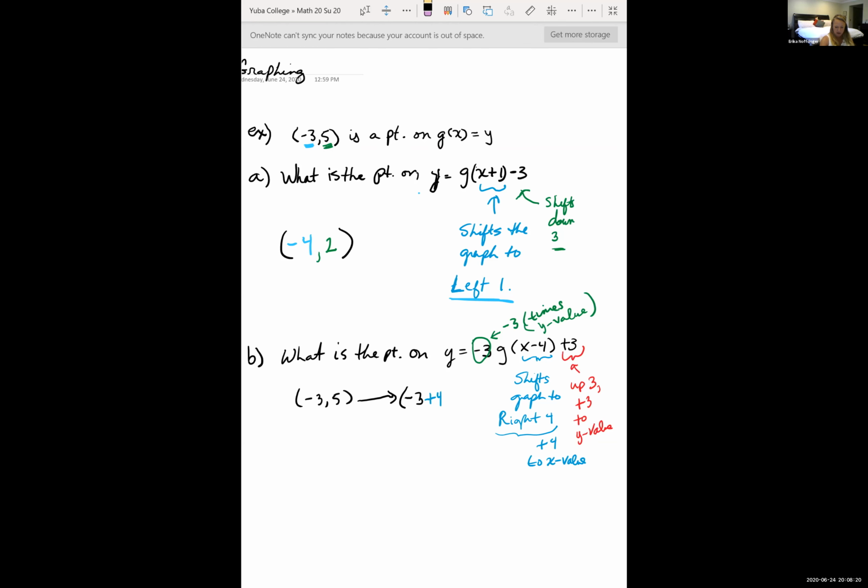And now looking at what we're doing with our y value. So this is where order matters in the order that you're going to do things. And stretching and reflection comes before vertical. And so we're first going to multiply the y value by -3. So -3 times our y value, but our y value in our point was 5. And then shifting it up, we had to add 3 to that point, or y value.